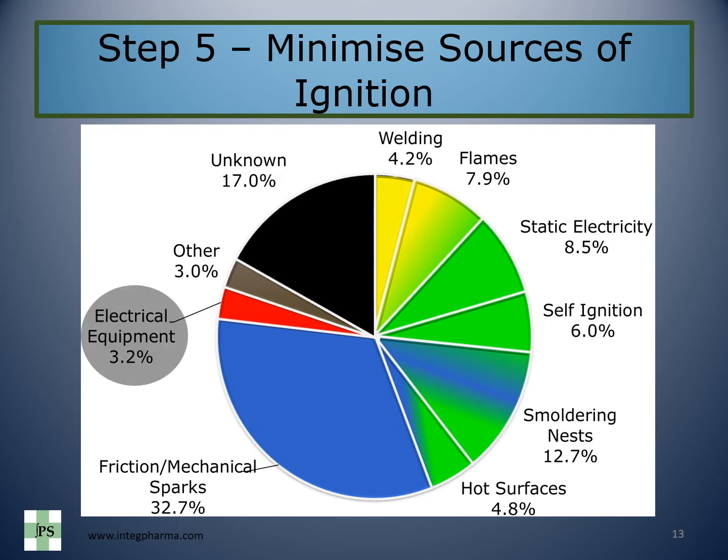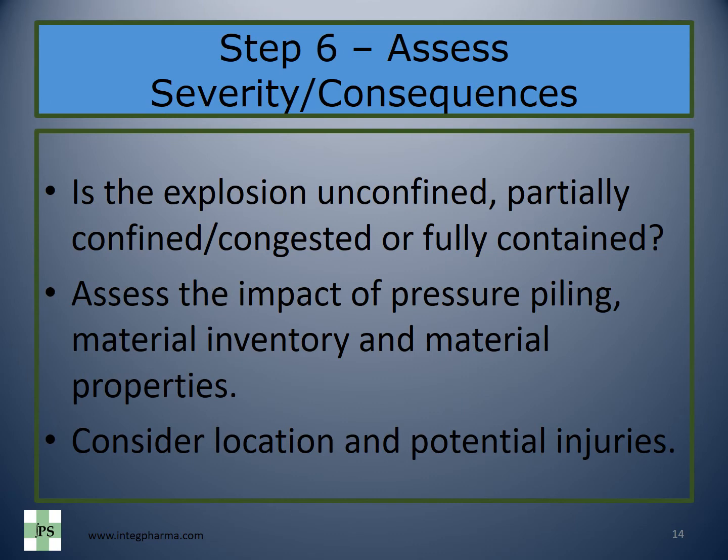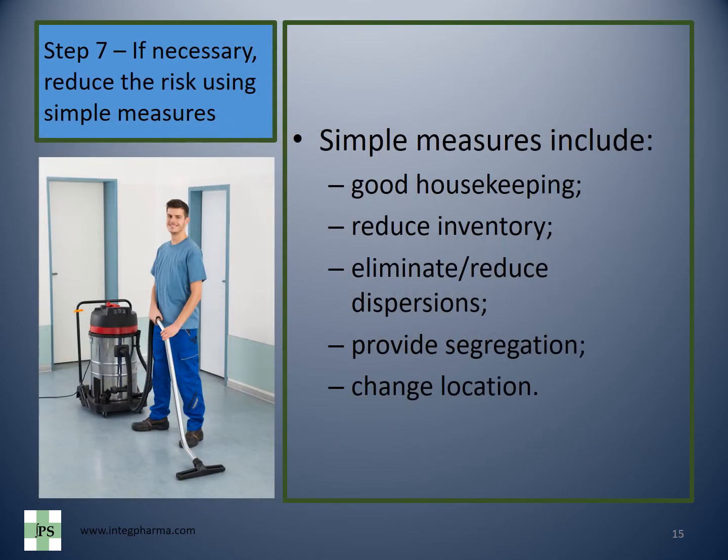At step 5, we consider what steps are required to minimize all sources of ignition. Next, we consider the impact of confinement on the consequences. Step 7 allows us to consider simple measures such as good housekeeping.